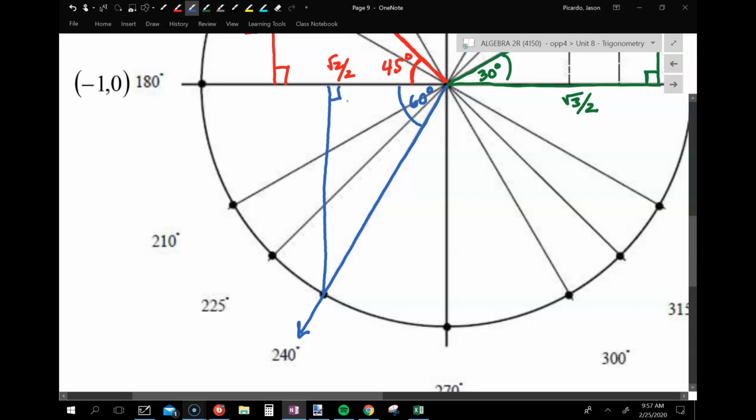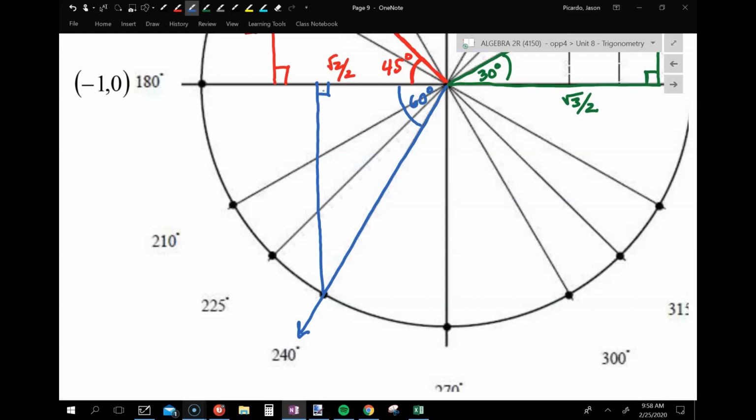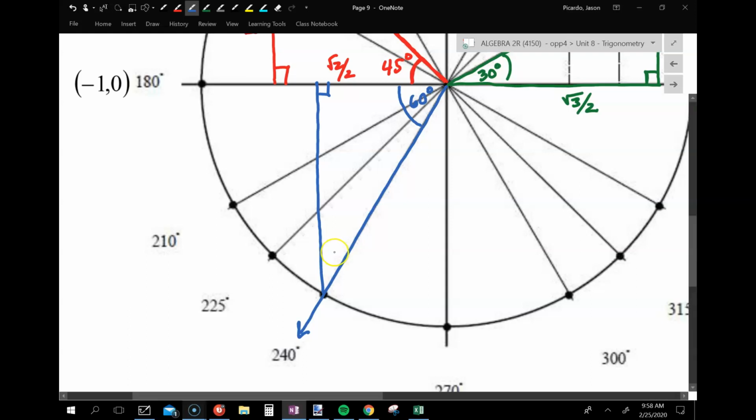To the x-axis to create that right triangle. That's not even close to drawn correctly. Let me try it again. Better. Boom. There's a missing angle in this triangle, isn't there? How long is it? Or what's the size of it? There's a missing angle, 30 degrees.